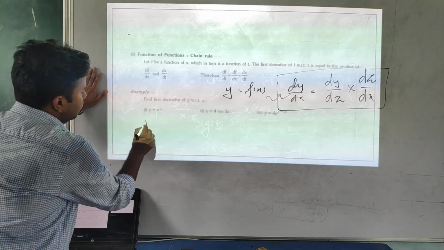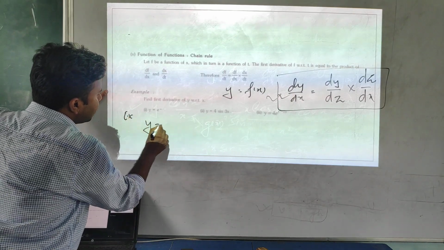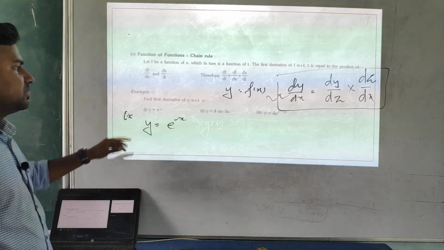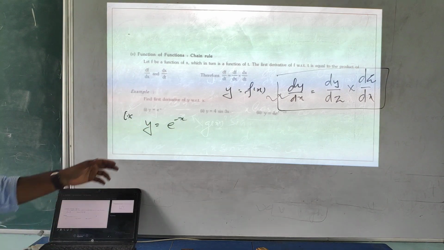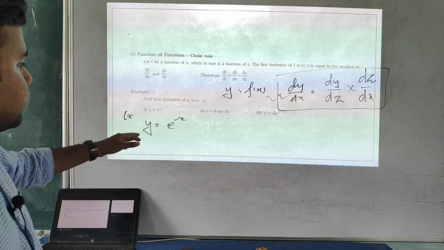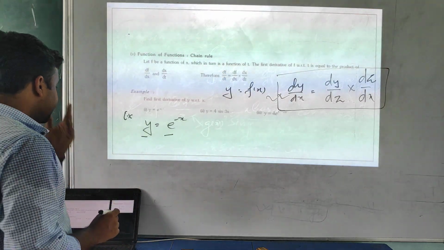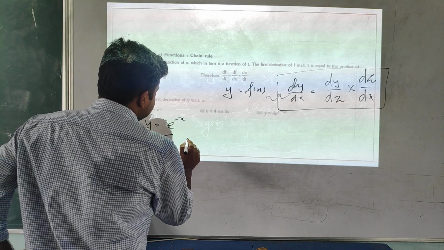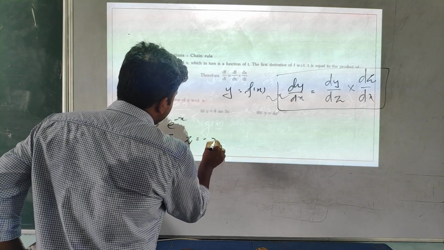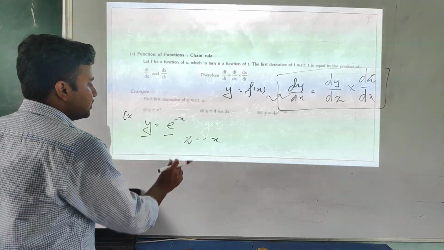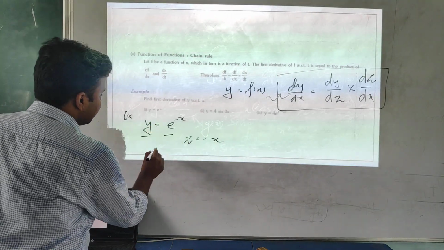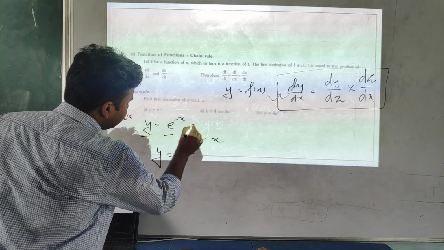Now students, look at this. Here we have a question. The example is y equal to e to the power minus x. We have a function y equal to e to the power minus x. Now solve it. I am assuming z equal to minus x. So what will you get? y equal to e to the power z.